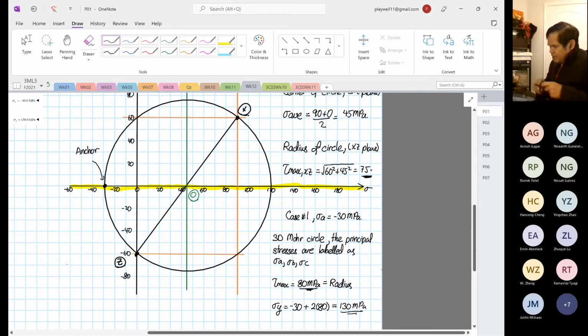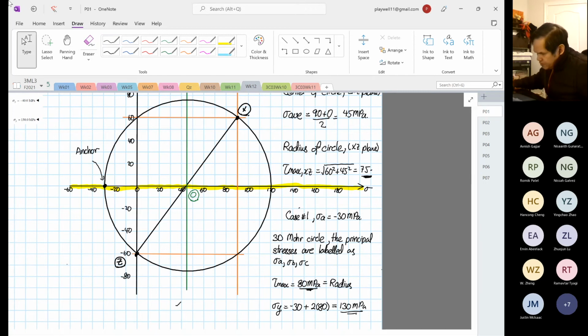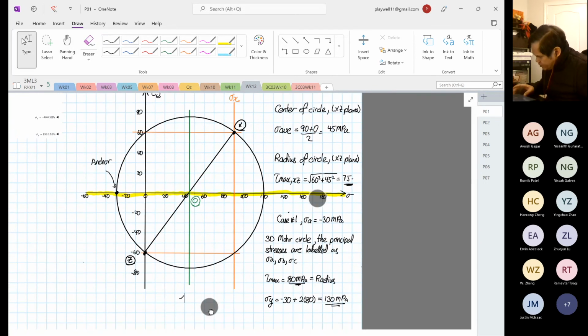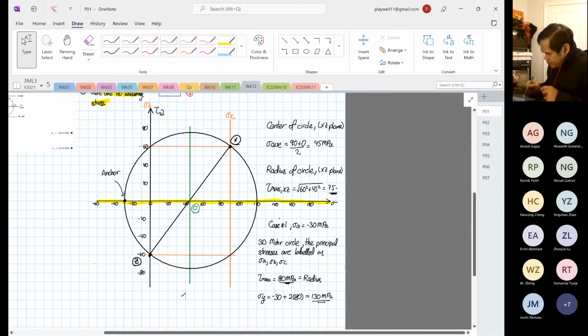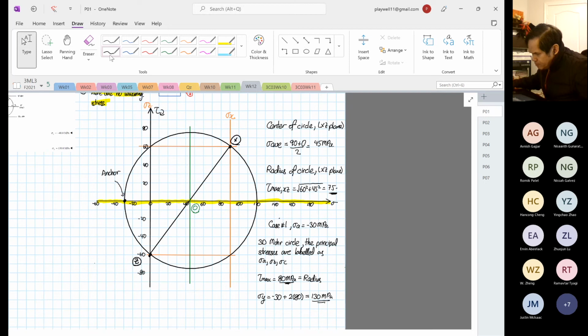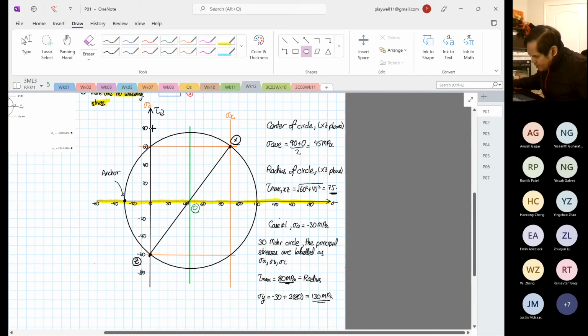Okay. So now we are going to draw the 3D Mohr circle. Remember, a 3D Mohr circle has to have 3 circles, not 1. Again, the solution manual, I did not do the solution manual. I just post what is given to me by the publisher.